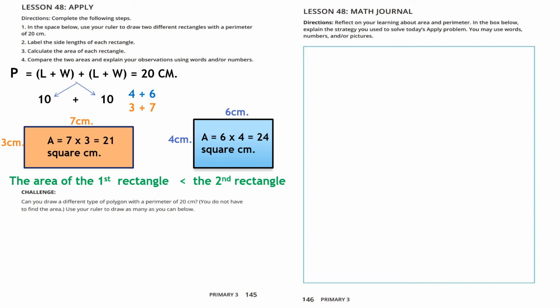Here in the challenge part, he wants me to draw a different polygon with a perimeter of 20 centimeters. The same as we did here. He gave me the perimeter, which is 20, and he wants a different polygon. If we choose to draw a square, we know that the square has 4 equal sides. If the total addition of all sides is 20, what will the sides be?